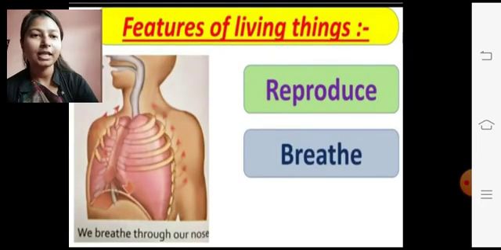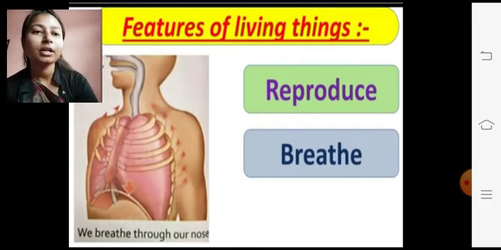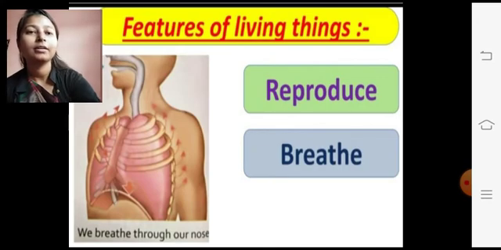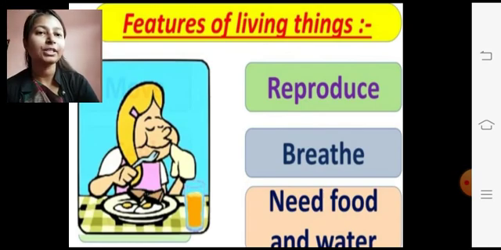Next feature is breathe. Human beings breathe through lungs. Plants breathe through pores on their leaves. Living things need food and water to live and grow.